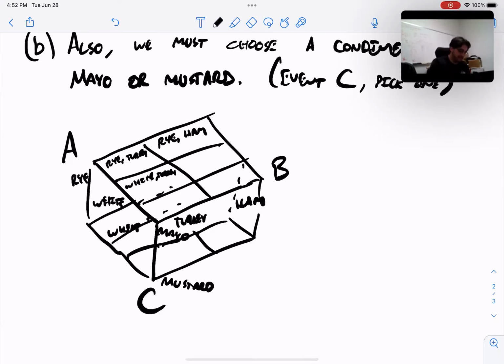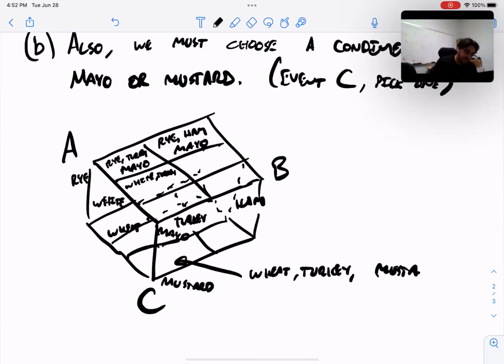It kind of gets hard to see and hard to read, but now you'd have, so this top slice of 6 would be rye, ham, mayo, rye, turkey, mayo, right? It would be all the ones with mayo. And then on the bottom, you'd have sandwiches like, say, this tile right there would be wheat bread with turkey and mustard, right? It would be that sandwich.